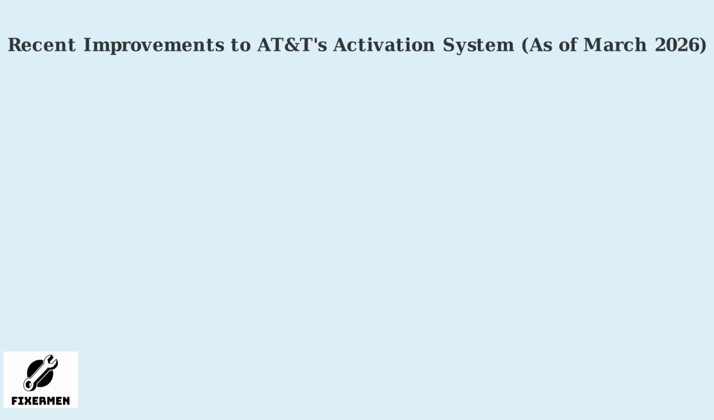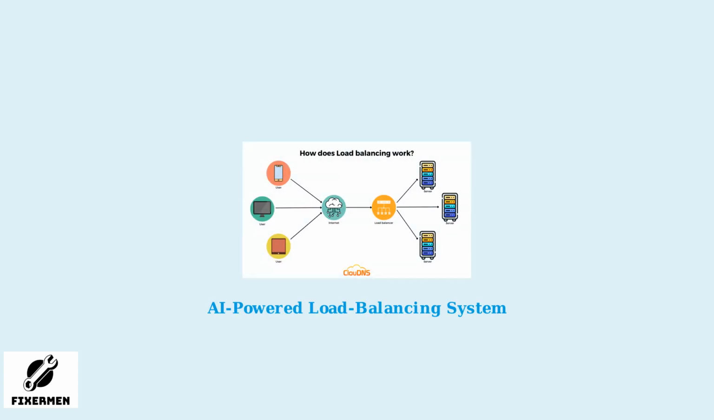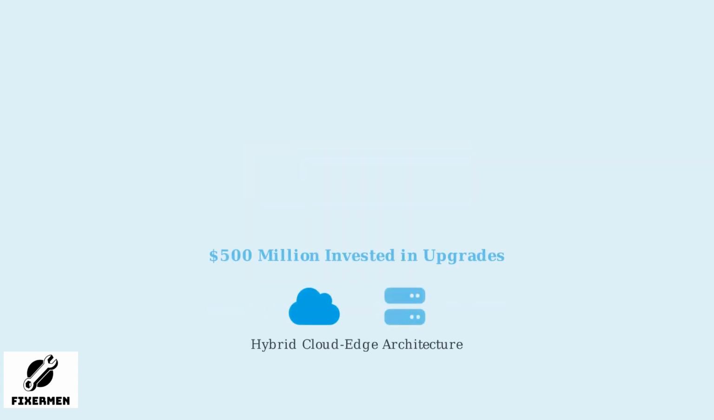AT&T has significantly improved its activation servers since 2024. They've reduced activation failures by 40% by implementing an AI-powered load balancing system to handle high demand, especially during device launches. While isolated incidents still occur, like the one in the Northeast in February 2026, the overall error rate is down. AT&T has invested heavily in upgrading their system to handle more requests, moving towards a hybrid cloud edge architecture.